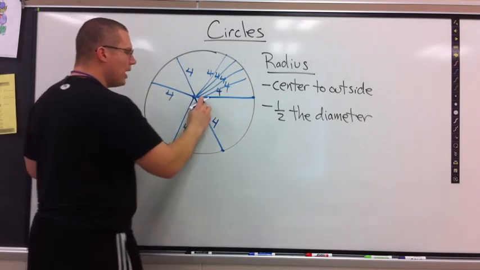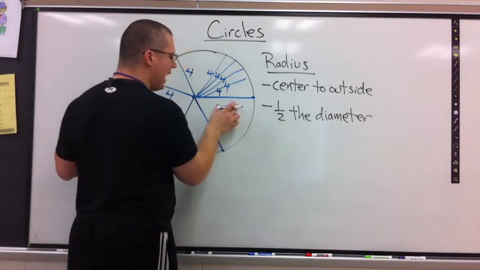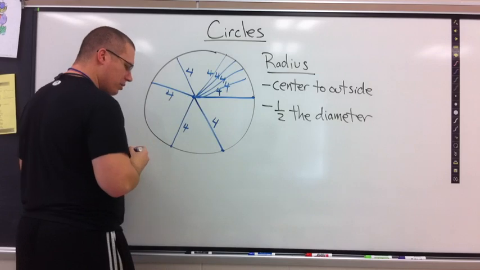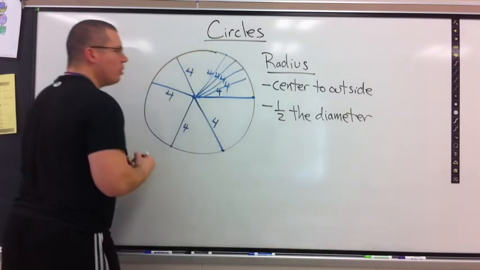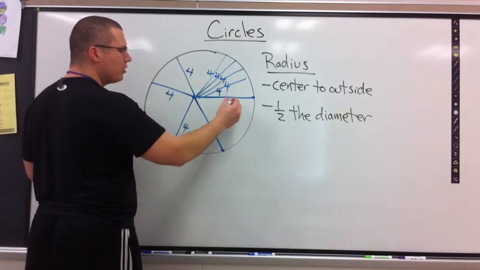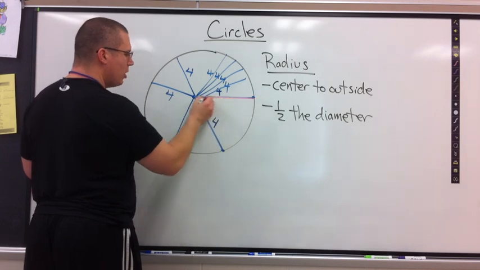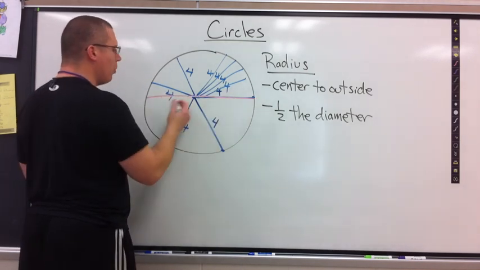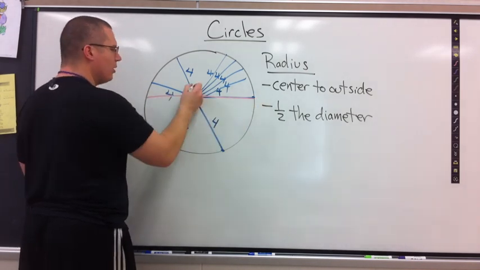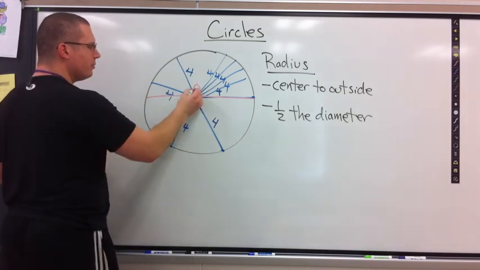And we also know that whatever the radius is, it's half of what the whole way across is. So it's halfway, the diameter. We'll get to the diameter next. So if it's 4 halfway, what does it have to be for the diameter? It has to be 8.